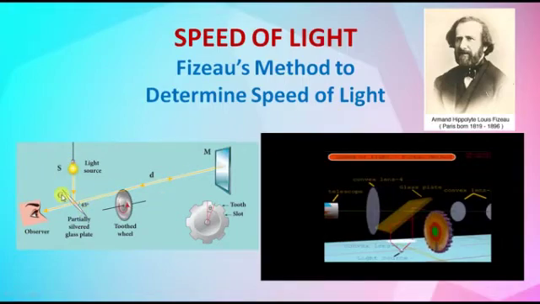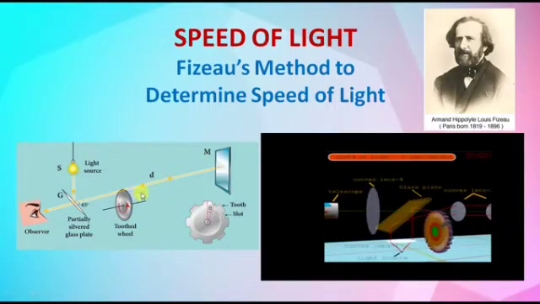So this is the apparatus arrangement of the Fizeau method. Using this apparatus, we find out the speed of the light. The light from the source passes through a partially silvered glass plate, which is kept at a 45-degree angle. Now the light is incident on that partially silvered glass plate.